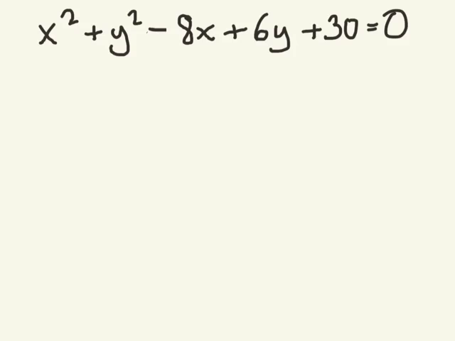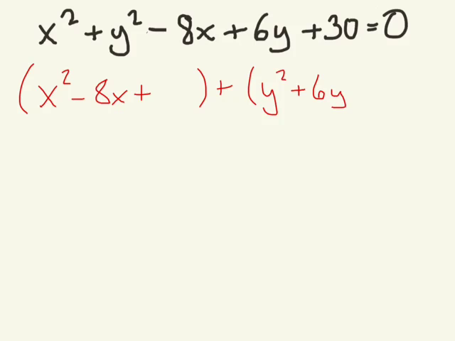One more time, let's try this problem. Here I'm going to move my x's next to each other again and move the 30 over to the other side. So we get x^2 - 8x. I'm going to put it in parentheses and put the space in for the completing the square. And we've got y^2 + 6y, and that equals negative 30.